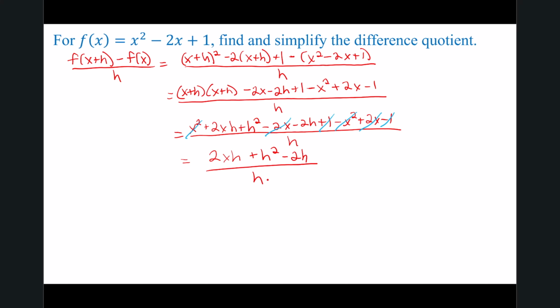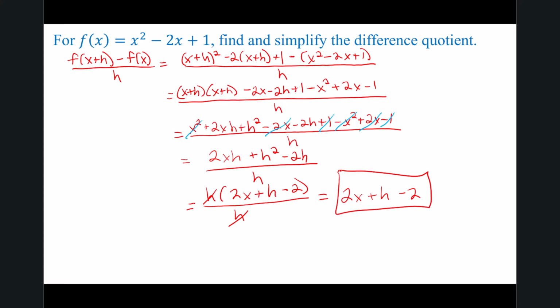Remember I told you I want to be able to cancel out that h in the denominator. So I'm going to factor out an h from the numerator. And I have h times 2x plus h minus 2 over h. And then these h's can cancel. And I am left with 2x plus h minus 2. And that is our difference quotient for the function f of x.